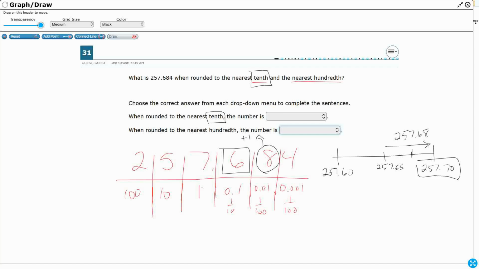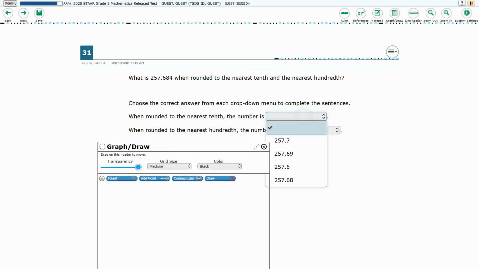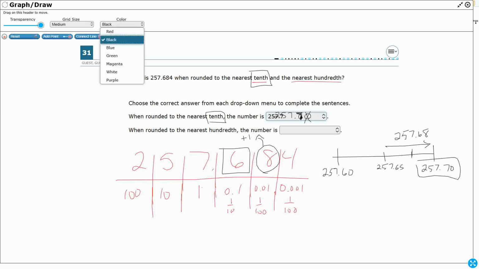So this first one is going to be 257.60. Actually, that's going to be a 70. Let's change that to 70. And we can say 70, but really we don't need that 0. We can just call it 257.7. All right, so let's get that in there. 257 and 7 tenths. Now, next is going to be our hundredths place.